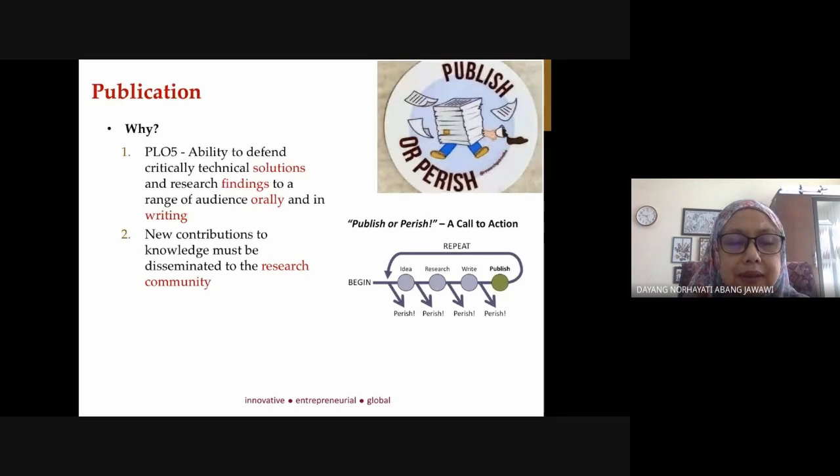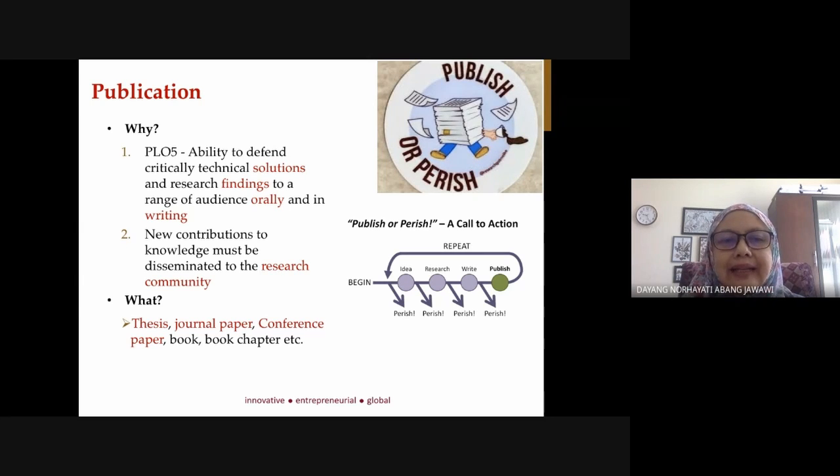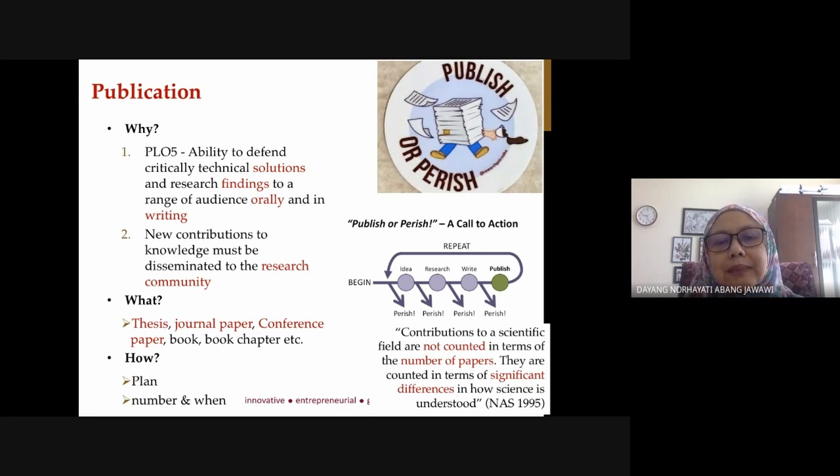Usually when we're talking about tasks, we relate it with publication. And you need to plan what you want to publish. Definitely, you need to plan for your thesis, for your journal, and for your conference paper: how to plan, the number of them, and when you want to do it. The best is to sit with your supervisor to know what result you want to publish, and where you want to publish a particular result.